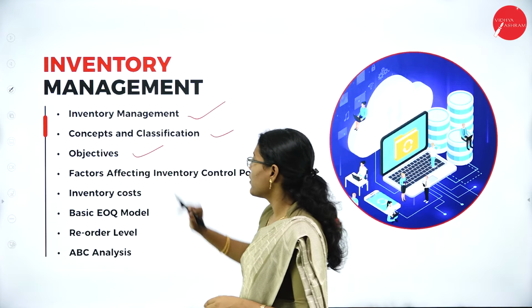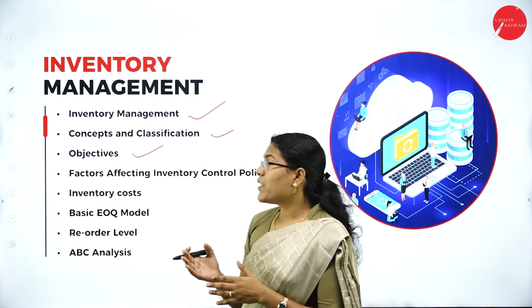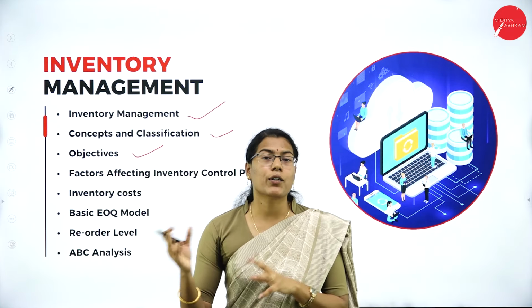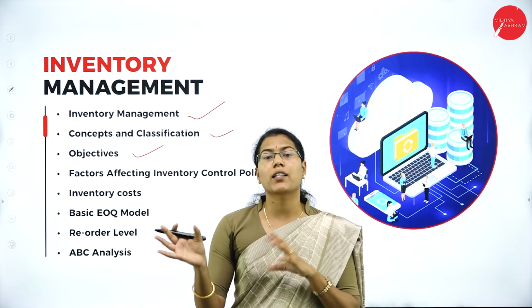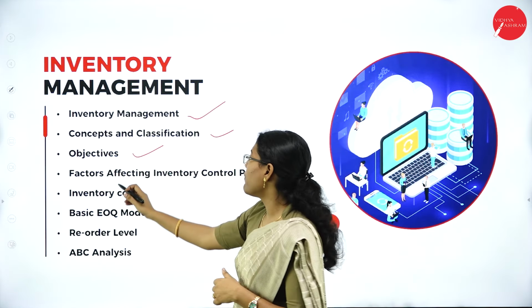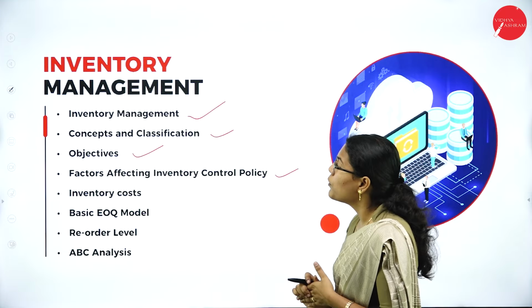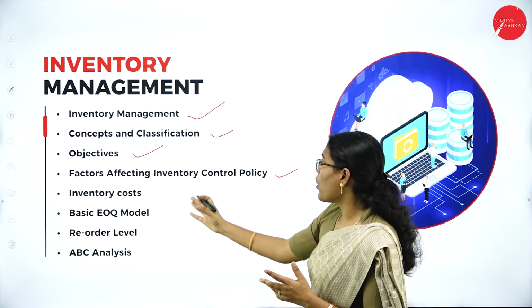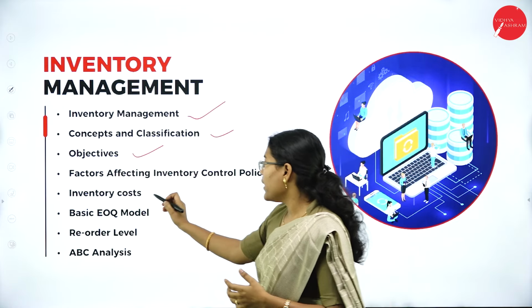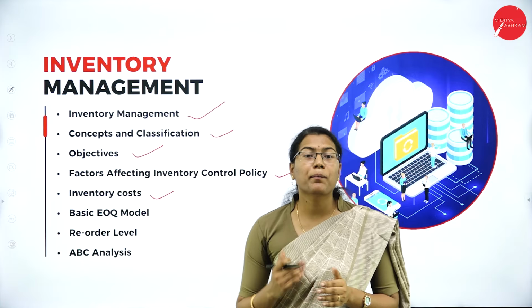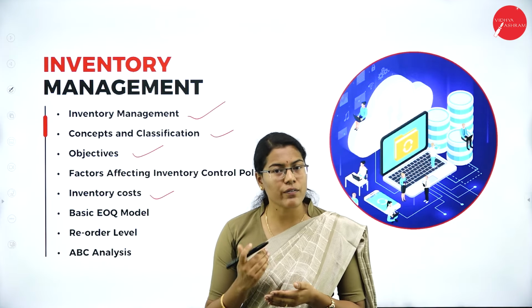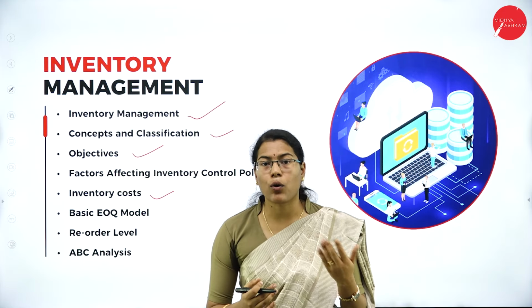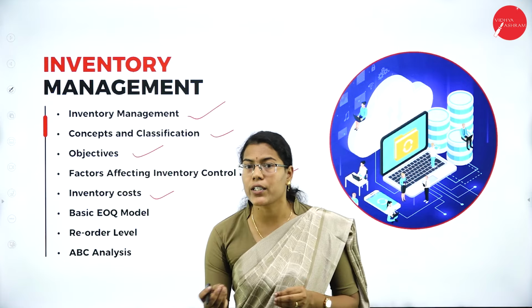Next, objectives. The main objective of inventory management is to ensure that there is a continuous supply of inventory to the process of production without disturbing the process of production. Then we have factors affecting inventory control policies. Here we will be discussing the various factors that influence the policy of inventory control. Then the inventory cost. Here the main objective is to reduce the cost of inventory, and we will be discussing inventory costs like holding cost, ordering cost, shortage cost, etc.